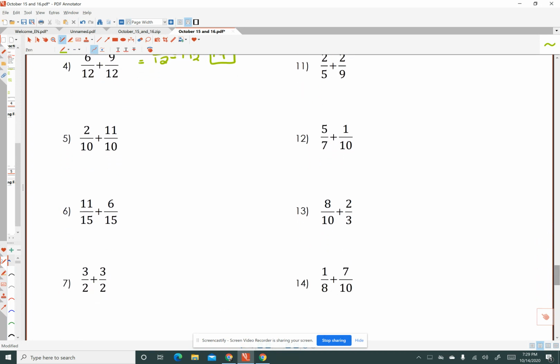Number 5, 13/10, which equals 1 and 3/10. Number 6, 17/15, which equals 1 and 2/15. Number 7, 6/2, which equals 3 because 6 divided by 2 is 3.